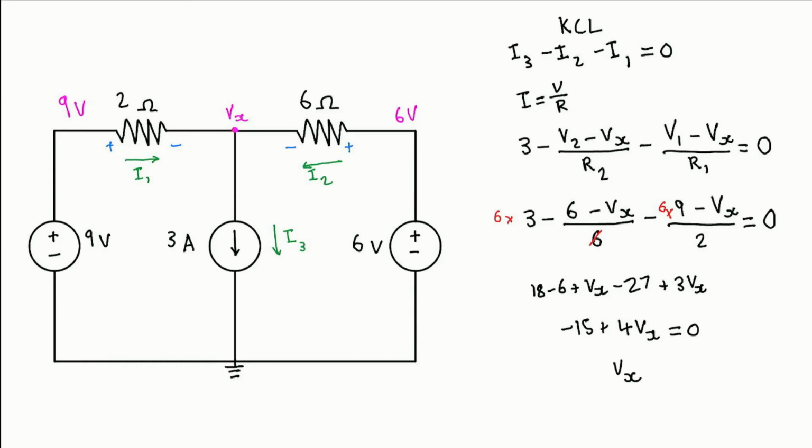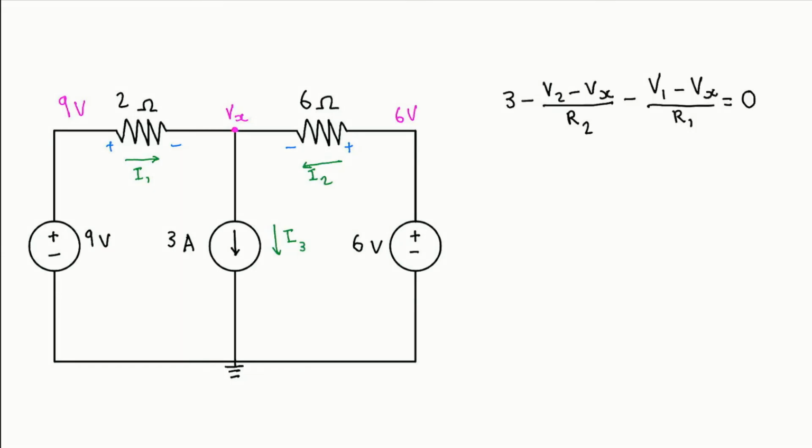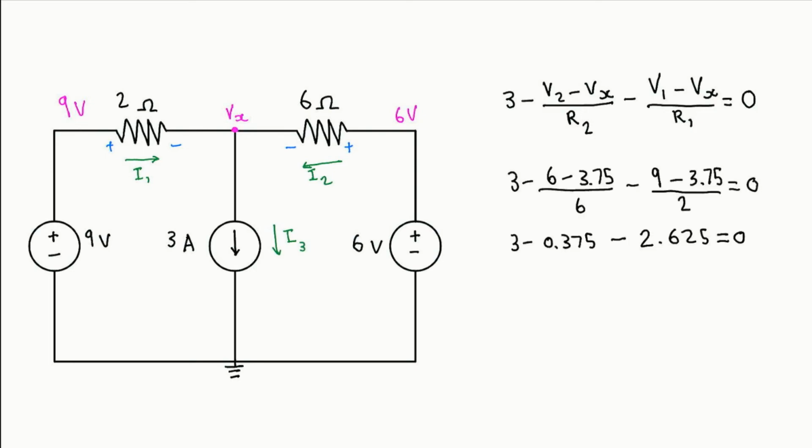We can further verify our calculations by substituting 3.75 for Vx into the first equation, which gives the current values of 0.375 for I2 and 2.65 for I1, where 3 minus 0.375 minus 2.65 equals 0. This agrees with Kirchhoff's current law, as I3 minus I2 minus I1 equals 0, and it can be rearranged to show that the current entering the node will equal the current leaving the node.